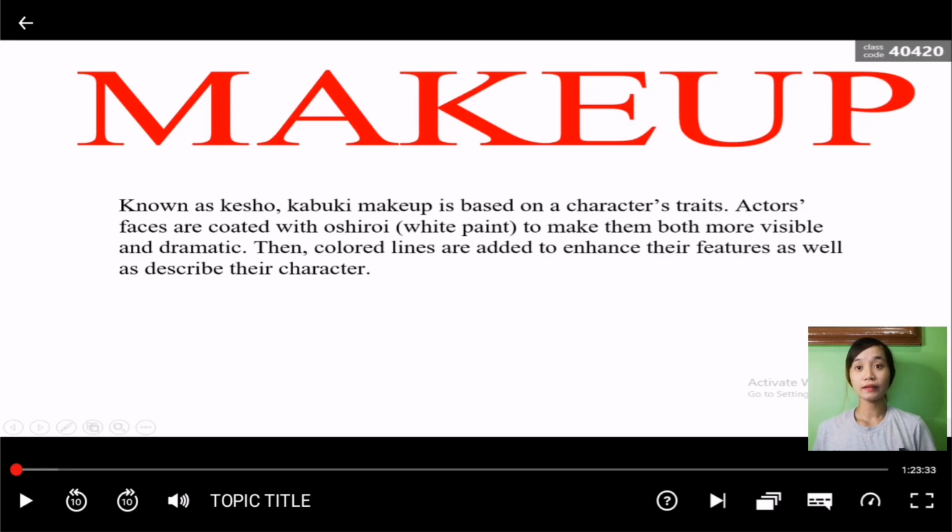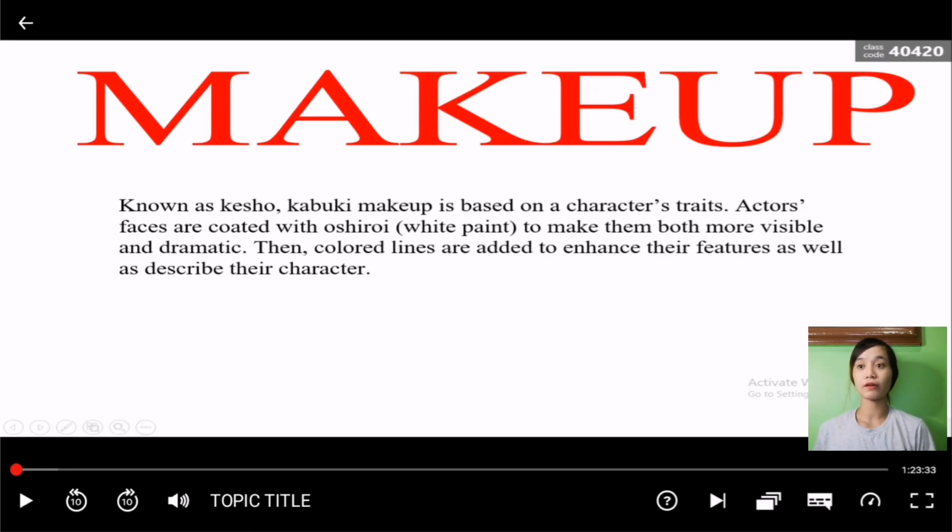Red represents qualities like passion and anger. Blue symbolizes evil and/or sadness. The patterns differ depending on the character and gender. Supernatural beings like ghosts and demons wear the most dramatic makeup. Actors apply their own makeup so they can better understand their character.